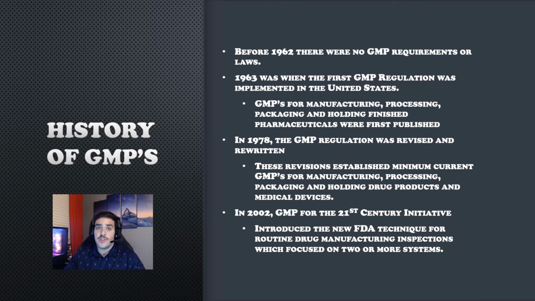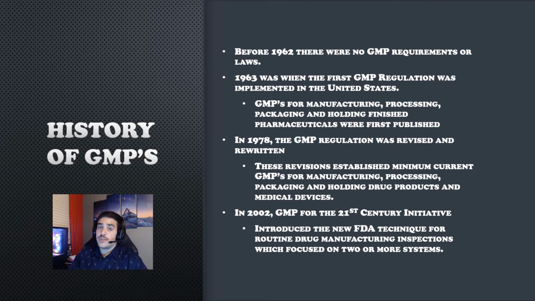We now have the history of GMPs. This is just a brief history of the most important dates. Before 1962, there were actually no GMP requirements or laws until 1963, which was when the first GMP regulation was implemented in the United States. GMPs for manufacturing, processing, packaging, and holding finished pharmaceuticals were first published in 1963. Later in 1978, the GMP regulation was revised and rewritten. These revisions established minimum current GMPs for manufacturing, processing, packaging, and holding drug products and medical devices.